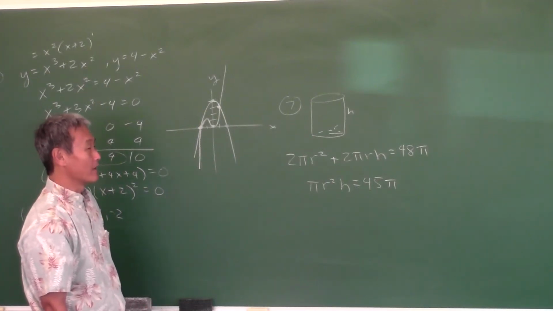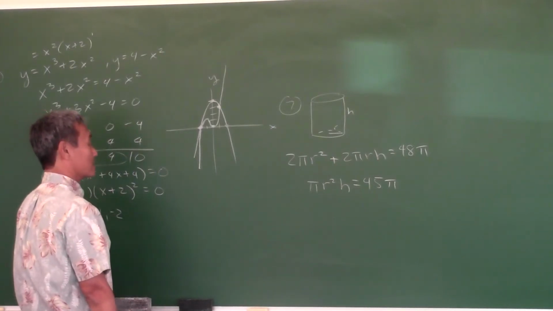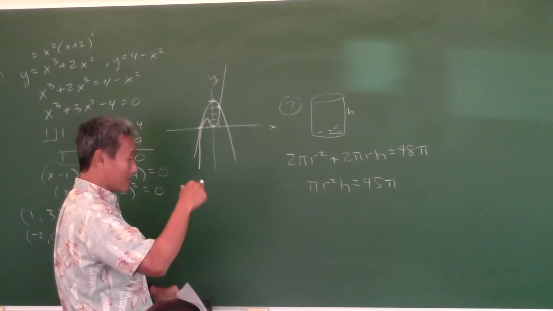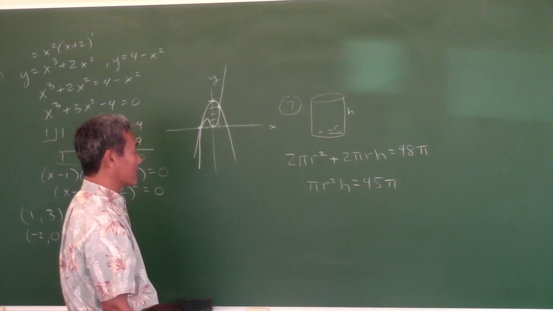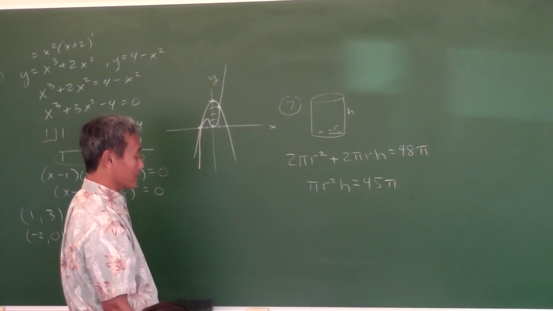How do you solve 2 equations, 2 variables? Just like over here. Solve for one letter in one equation and substitute it into the other, right? So what variable is easier to solve for? In which equation?